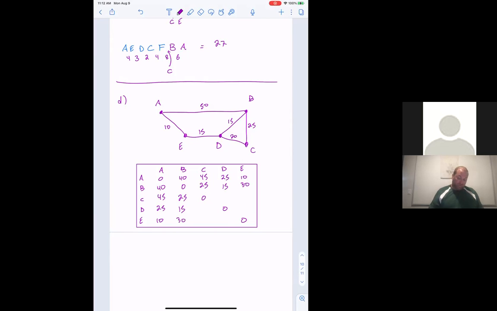C to D is 20. C to E is 35. And D to E is 15.